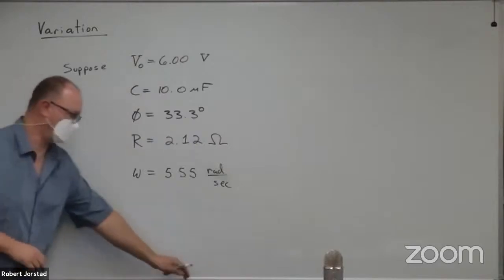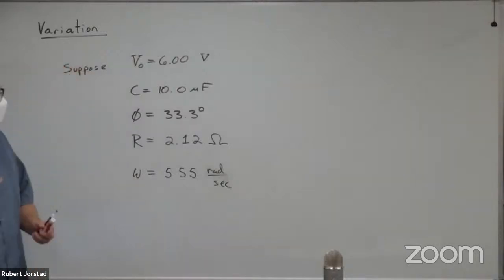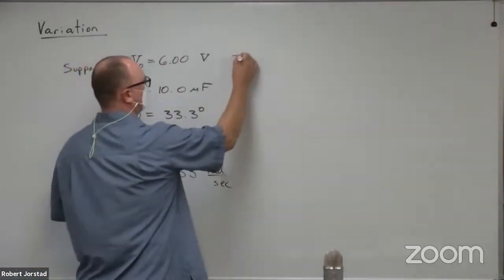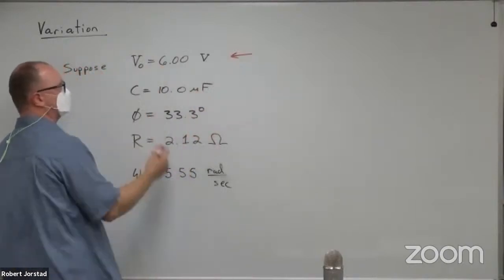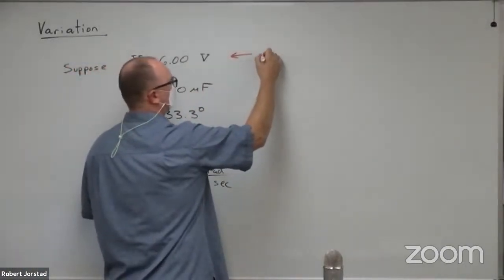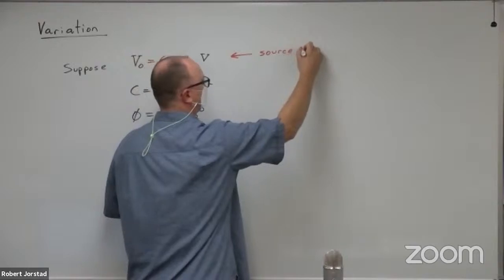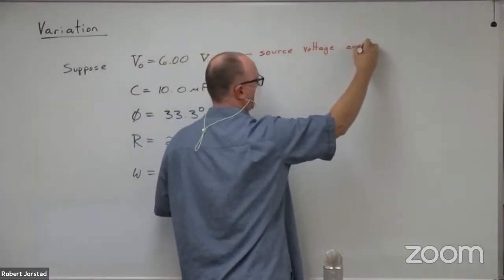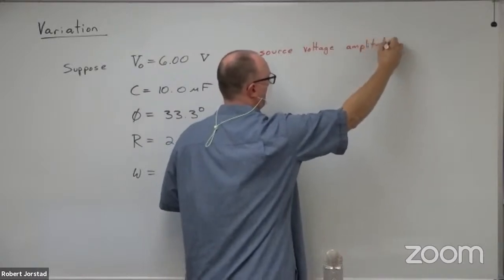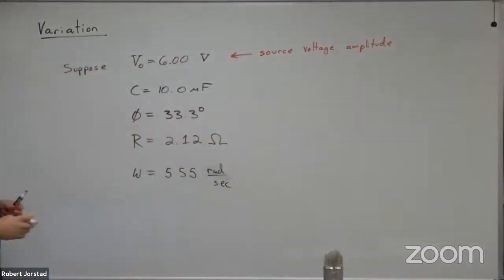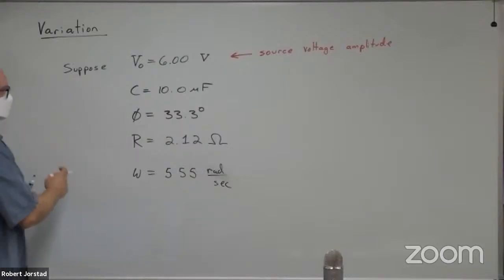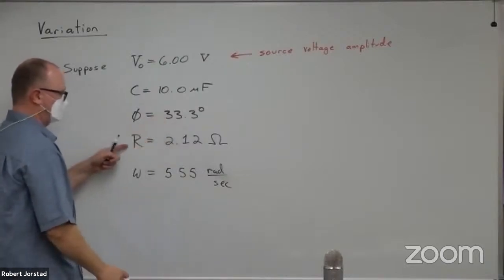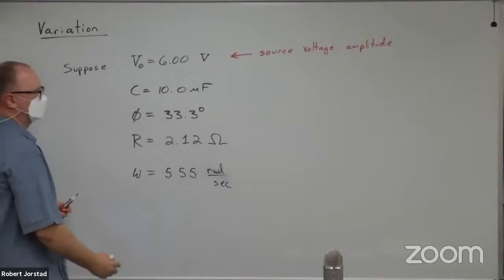Let's start by making sure we understand what was given to us. Remind me what this term means physically. What is it? Source voltage amplitude. It is not the voltage as a function of time. It is the amplitude of that function. Okay, C we know, this is the phase angle. Resistance we know. What is omega? Frequency.